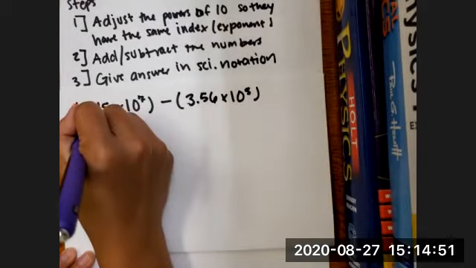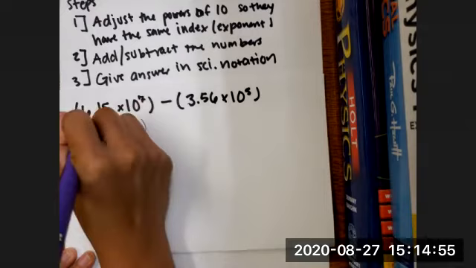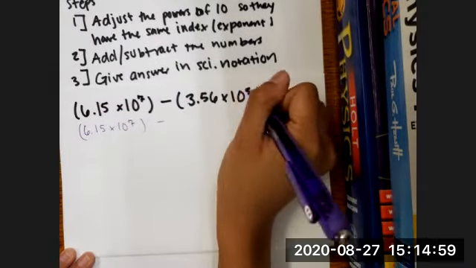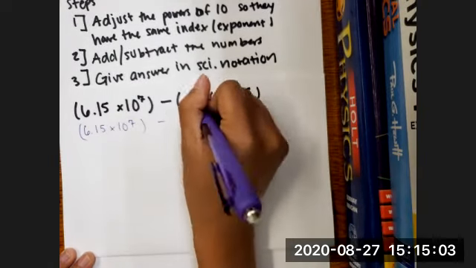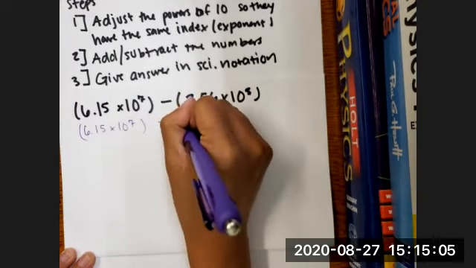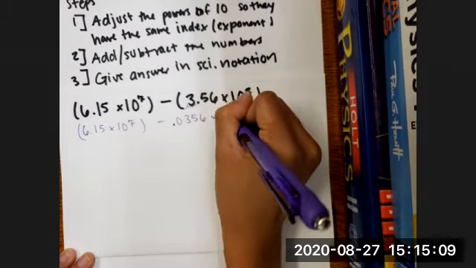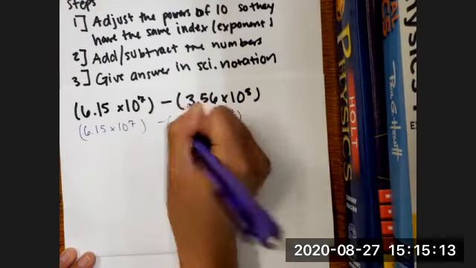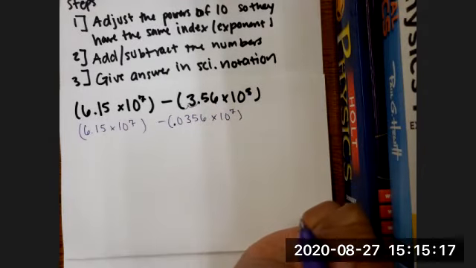So here I'm just going to rewrite 6.15 times 10 to the 7th, minus, and I'm going to move the decimal point over to the left by 2. So 0.0356 times 10 to the 7th. I moved it over by 2 because 5 plus 2 is 7. I'm trying to match 7.